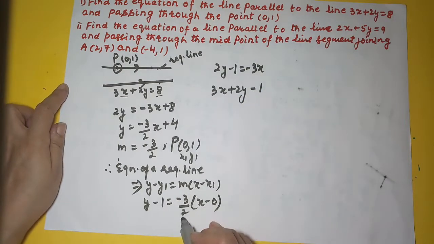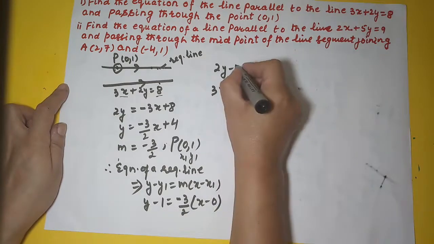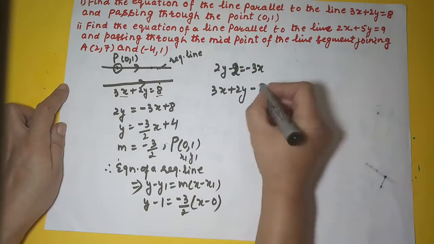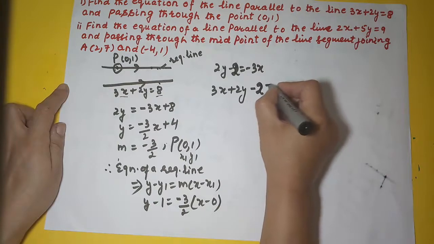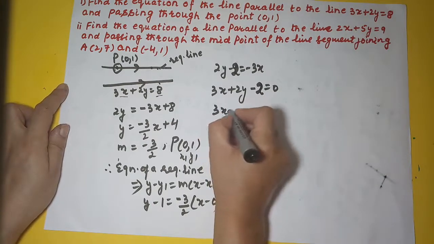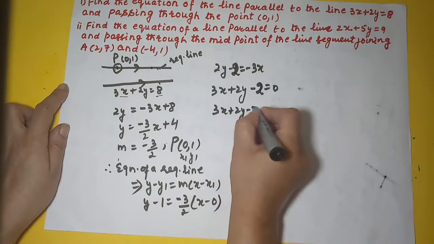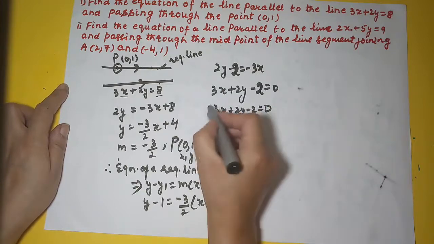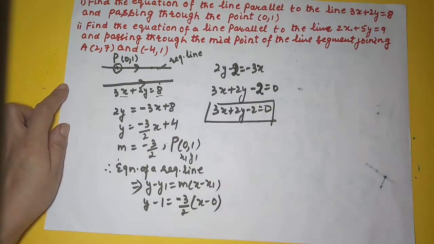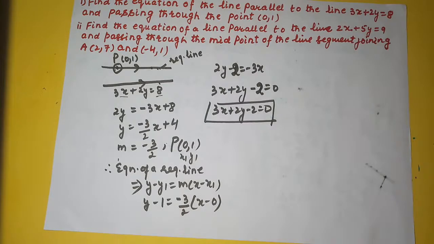Okay, have I made any mistake? Oh yeah, this will become 2. So minus 2 equal to 0. So 3x plus 2y minus 2 equal to 0 is the equation of the required line. Right? Okay. Now second one.